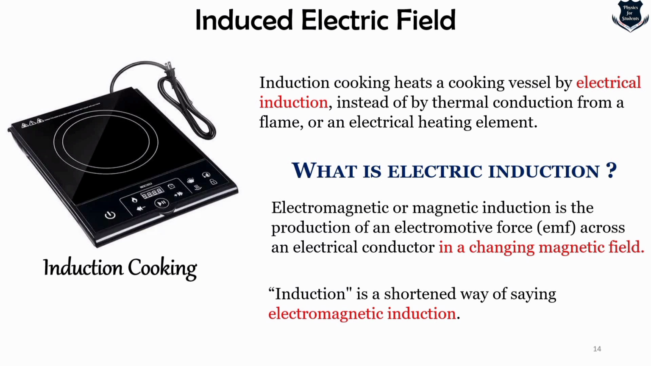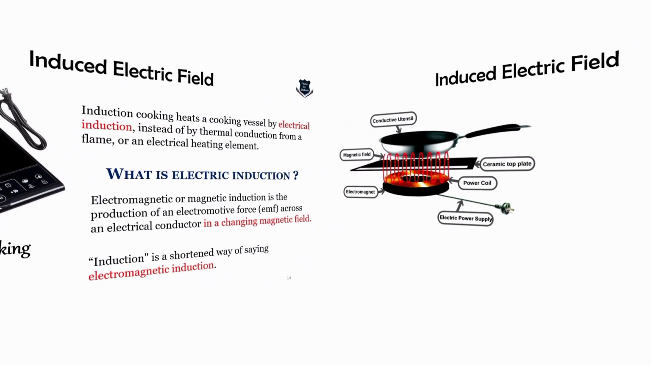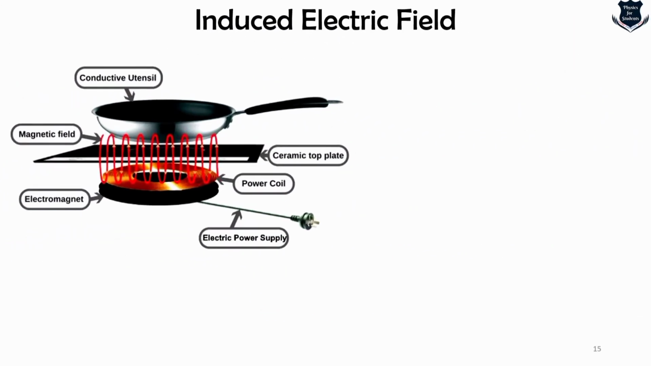So in induction cooking, what happens is that there is an electrical induction. Electrical induction means the production of an EMF across an electrical conductor, and induction is basically a short way of saying electromagnetic induction. So the principle of Faraday, more or less, without touching a body or without involving a body, is something which induction cooking also uses. Here is a nice illustration. You see that is a conductive utensil, and this is the power coil, right? And there is an electromagnet once the electric power supply comes in.